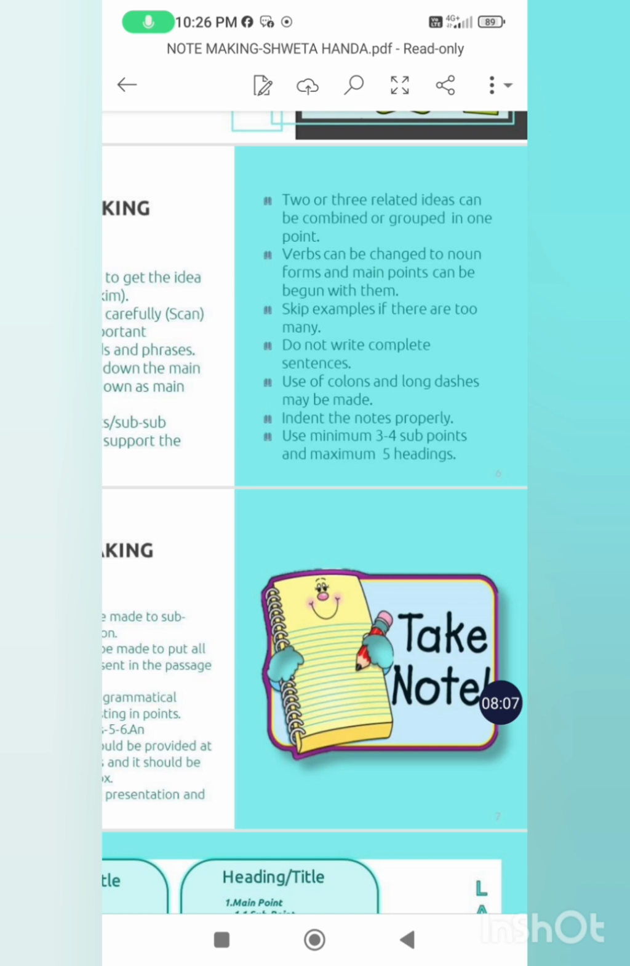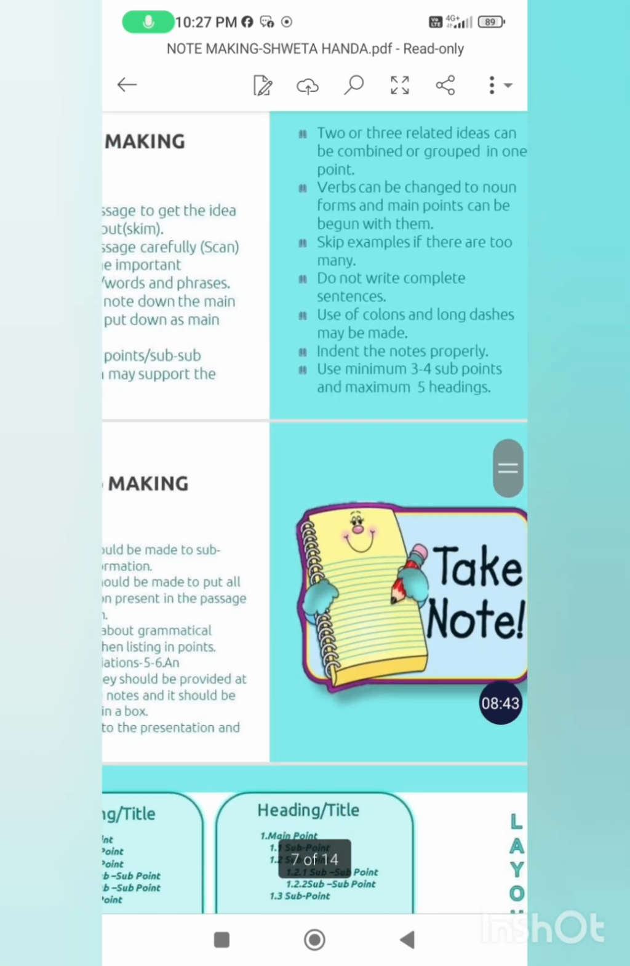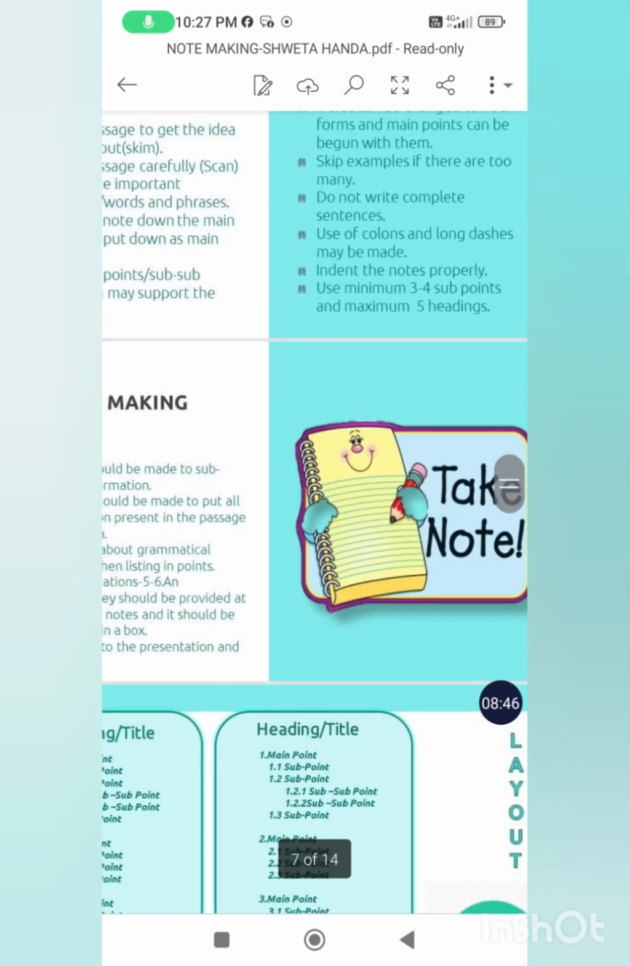When we are talking about summary, you have to basically sum up the points that you have made in your notes. While you were preparing your notes, what are the major issues or the major ideas that you have covered so far? All right, so 2 or 3 related ideas can be combined or grouped in one point. Verbs can be changed to noun forms, and main points can begin with them. Then skip examples if there are too many.